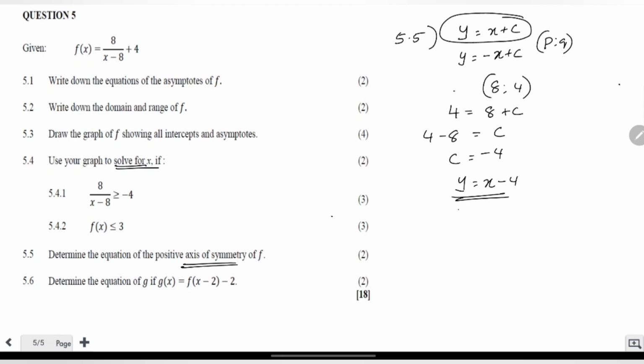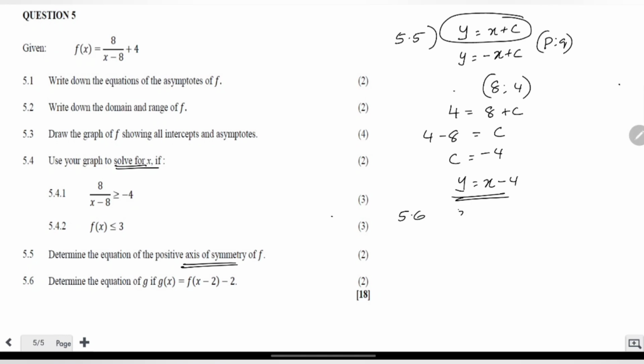Clear? So it's just a matter of substitution. You have to choose the correct formula. If it is a positive axis of symmetry, it means y equals x plus c. Negative means y equals minus x plus c. Then c, how do you make it available? Substitute the point pq. Here it is 8, 4. Alright, now we move to the next question, 5.6.